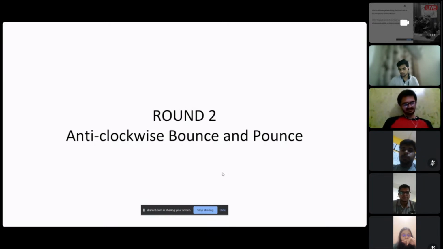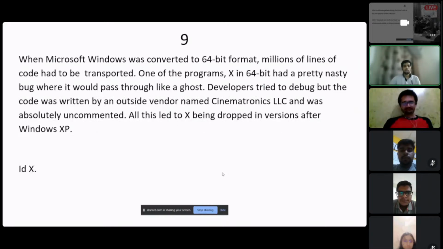Shall I start, Ashish? Yes, please. When Microsoft Windows was converted to 64-bit form, millions of lines of code had to be transported. One of the programs, X in 64-bit, had a pretty nasty bug where it would pass through like a ghost. Developers tried to debug, but the code was written by an outside vendor named Cinemetrics LLC and was absolutely uncommented. All this led to X being dropped in versions after Windows XP. So we want this X.